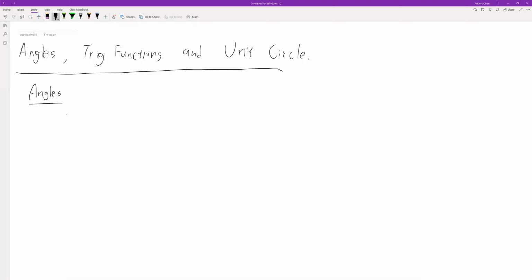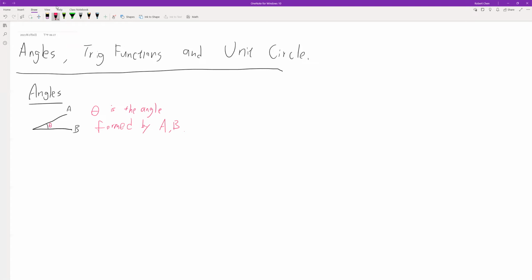So an angle is the space that is formed between two straight lines. For example, I have line A and line B, and these two line segments form the space in here, which we're going to call theta. And then we can say that theta is the angle formed by A and B. Okay.